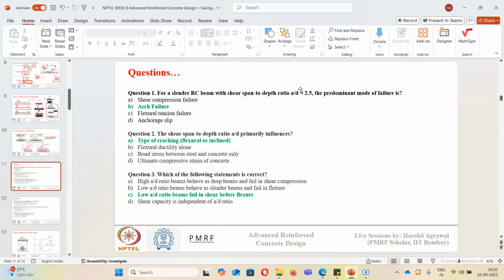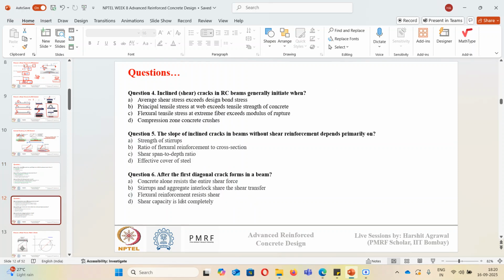This concept of shear span to depth ratio is very simple, but it is also very important and has a very strong practical implication. When you see some big beams and the cracking patterns in those beams, you will clearly see this distinction that we are discussing here. Try to answer more questions, again based on the same theory of A by D ratio. Inclined cracks means the shear cracks. In an RC beam, when do they generally initiate? When will shear cracking happen in a reinforced concrete beam?